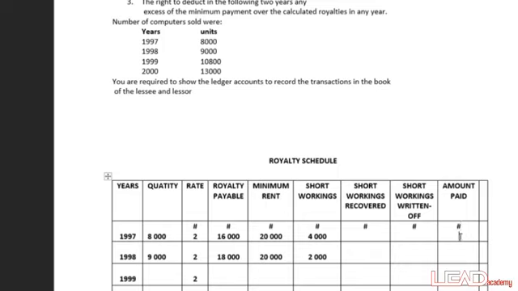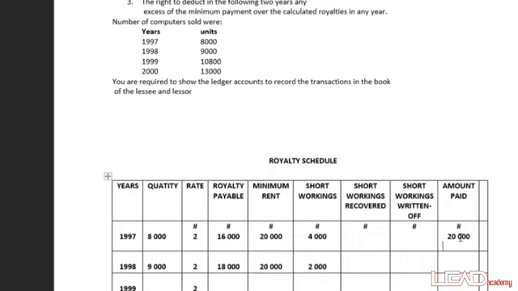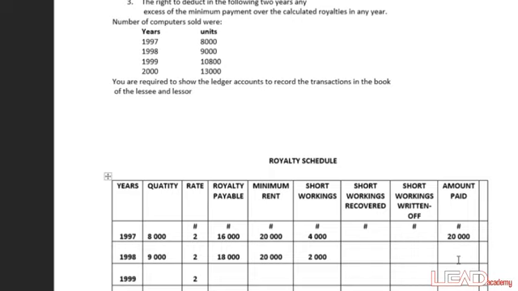In 1997, the amount paid was 20,000 because that was the agreement made by both parties, that every year a minimum rent of 20,000 should be paid. So in 1998 it is also 20,000, even if the quantity produced was not up to the minimum rent. So it's going to be a loss or an expense to the tenant, 4,000 naira expenses and 2,000 naira expenses.